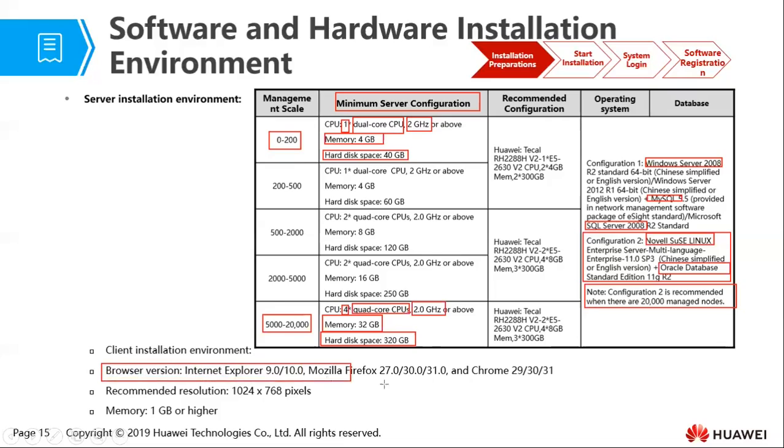So for accessing your eSight, you need a browser. You can use any of those browsers. Recommended resolution and recommended memory for your machine as a network admin are there.